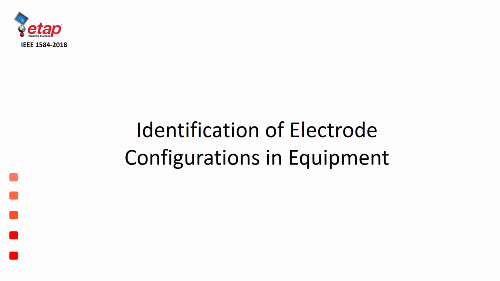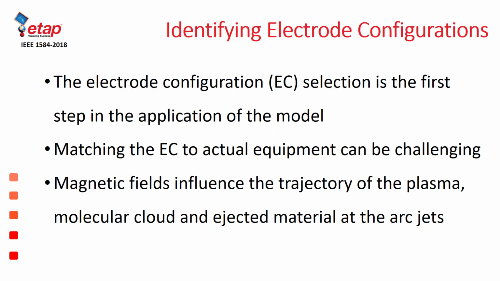As we are making our way towards the end of the theoretical and background part of this webinar, I'd like to spend a few minutes talking about what I already mentioned is, in my opinion, perhaps the most critical step in the application of the IEEE 1584-2018 standard, which is the identification of electrode configurations in actual equipment. The electrode configuration is the first step in the application of the model.